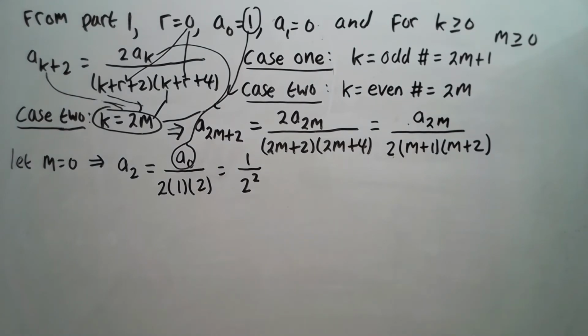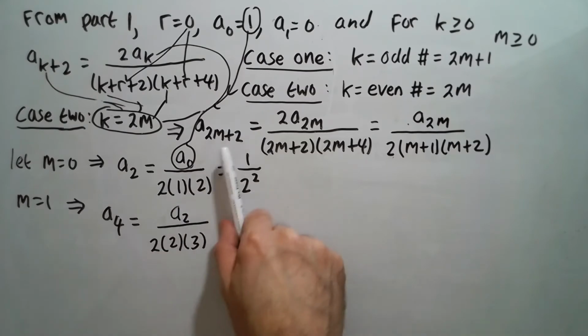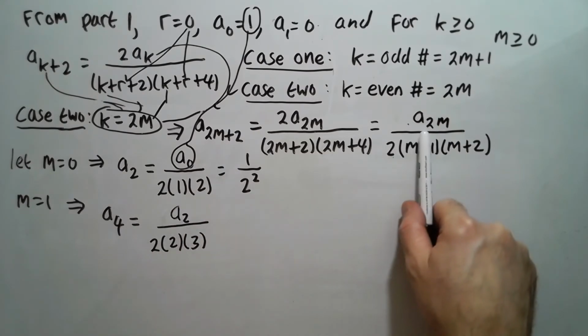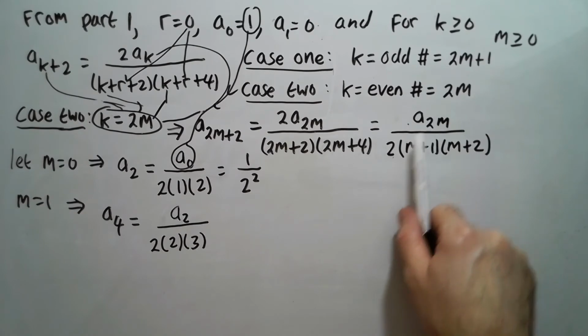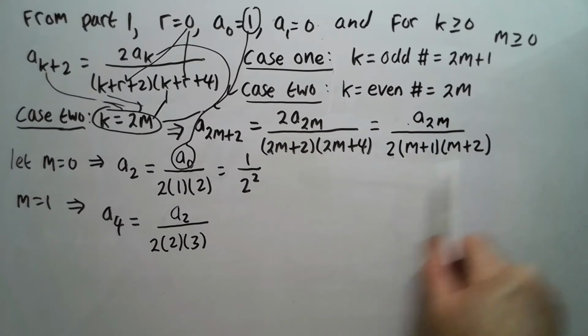Alright, next let's do m is 1. So putting 1 in place of m, up here it'll be a4 equals, putting 1 here, a2 over 2 times, putting 1 here, 2, 3, so it'll be this. Now, 2 times 3 is 6, which is also equal to 3 factorial. I'm going to write it as 3 factorial because we want to see a pattern happening here. And 2 you can also write as 2 factorial. So let's do that next.